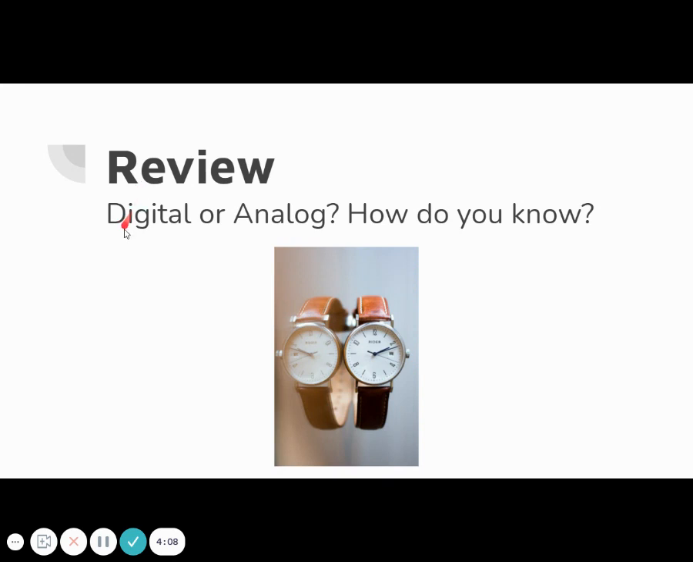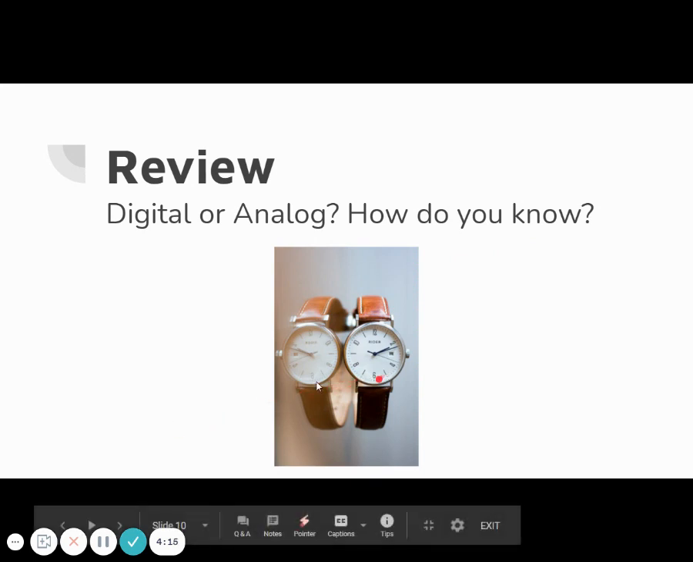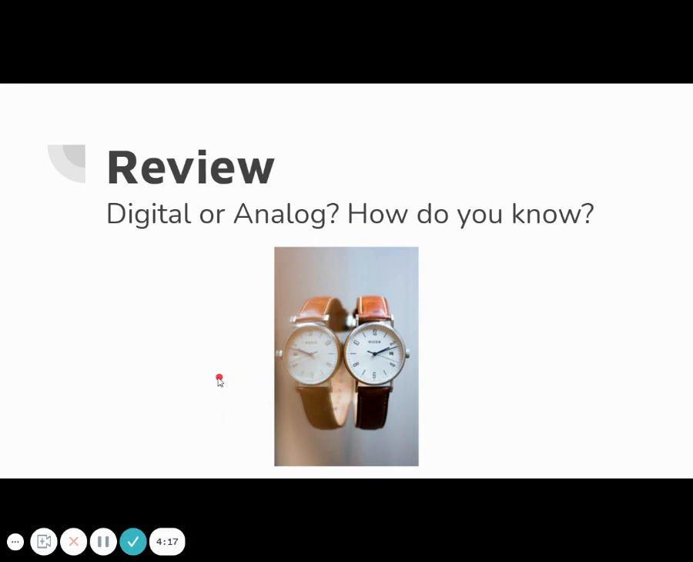All right, we're going to do a little bit of review. We're going to see if these clocks are digital or analog. And you're going to tell me how you know. So the first one is a picture of a watch. Is the watch digital or analog? You should have said it is analog. And now I'm going to ask you, how do you know? Because it has a face and minute hand and hour hand. Good job, friend. So we know it's analog.